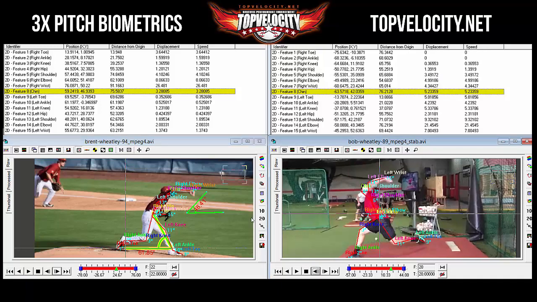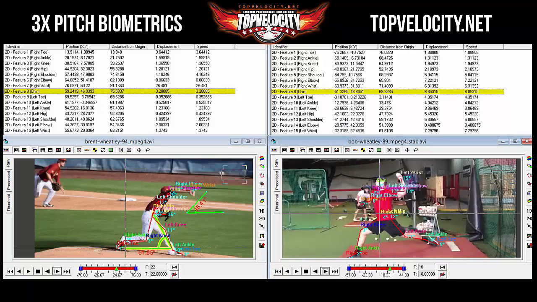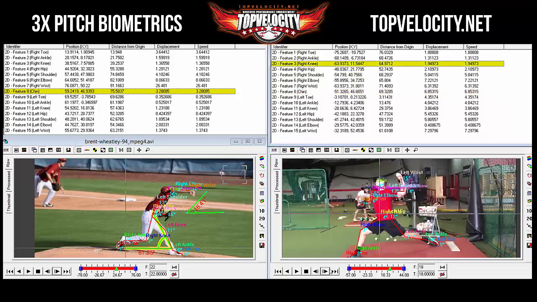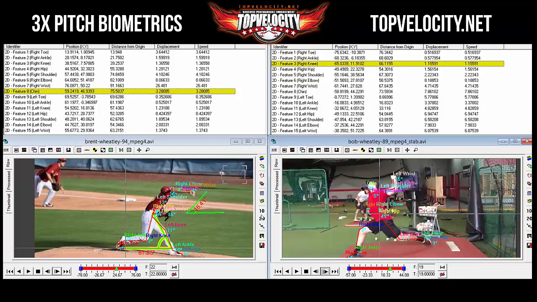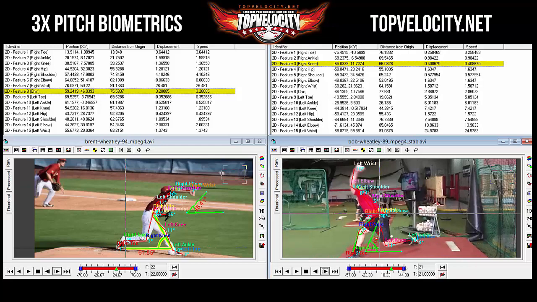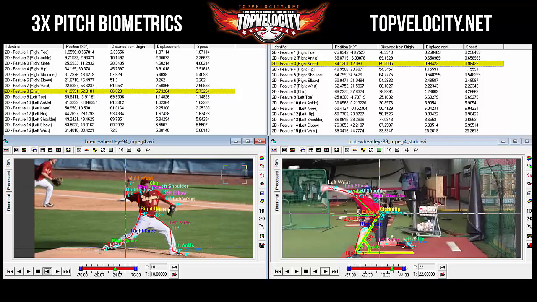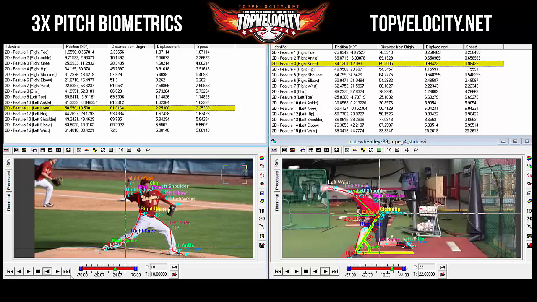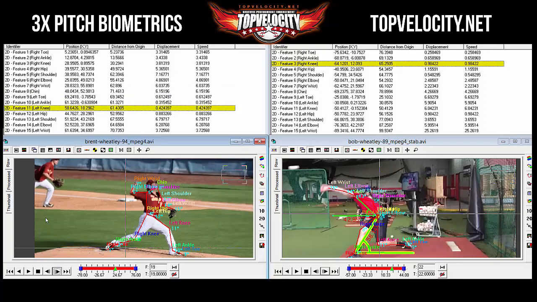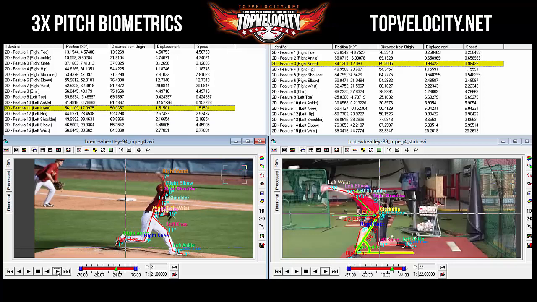So if we go back and we look at the knee at front foot, Bob's right knee is at 63. Drifts 2 inches, comes back. Drifts about it. So I guess kind of holds that position. Okay, and then comes back. Let's see Brent here. Left knee 58. Holds. Comes back. Very significant front leg.